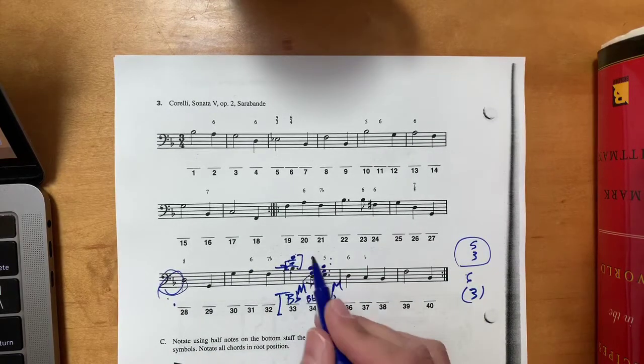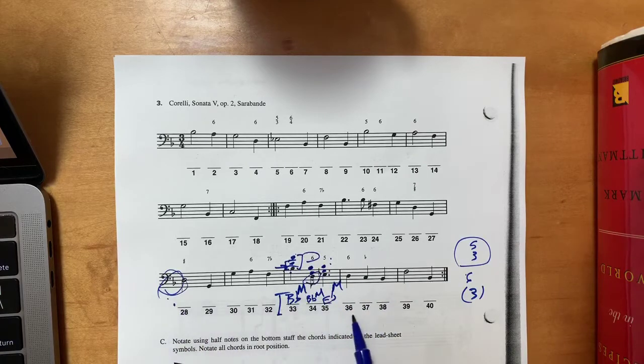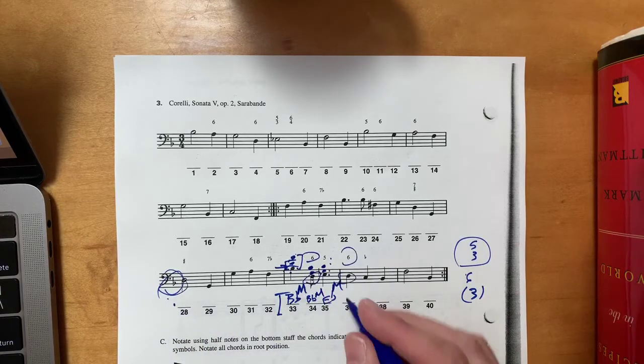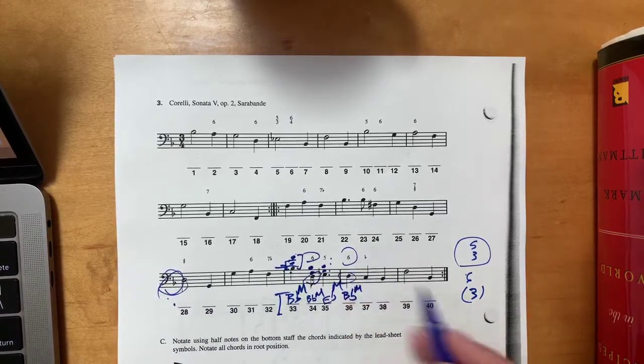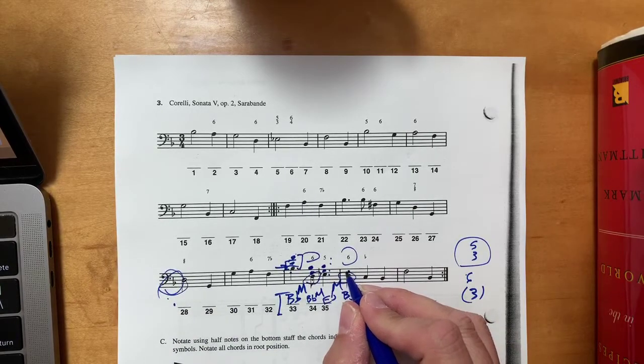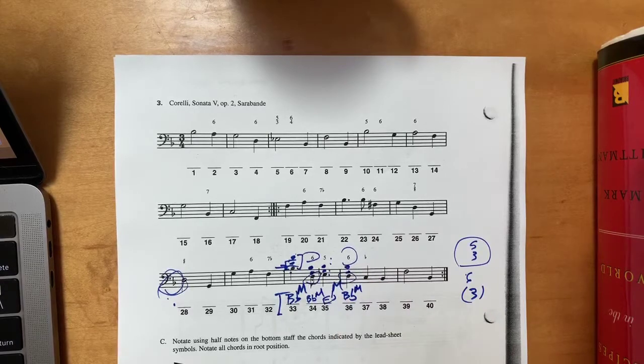Remember how D with a 6 over here was B flat? Well, look, there it is again. Don't have to figure it out again. I mean, if we wanted, 6 is 6-3. Here's the 3, here's the 6.